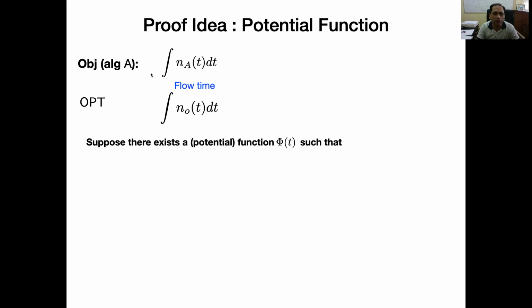So here is a generic potential function idea, which is useful for many different online problems, and in particular this one. Recall that our objective function is the flow time, which is the integral of the number of jobs in the system with algorithm A. Similarly, for the optimal offline algorithm, it's the integral of n0 of t. What we want to do is compare these two quantities. This is done via a dummy, which is defined as the potential function.